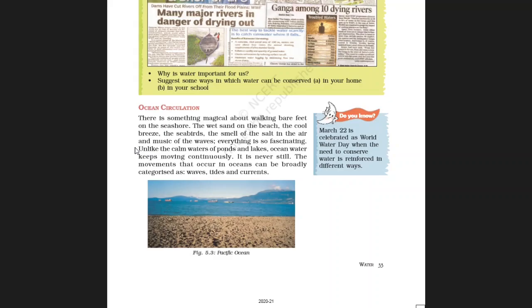The beautiful scenery of that place, the cool breeze, the beach and shivers, the smell of the salt, and the sound of the waves also. Music of the waves means sound of the waves. Unlike the calm water of ponds and lakes, ocean water keeps moving continuously. It is not like the water of ponds and lakes, which remains calm. Calm means not showing any strong emotions or movement like that.